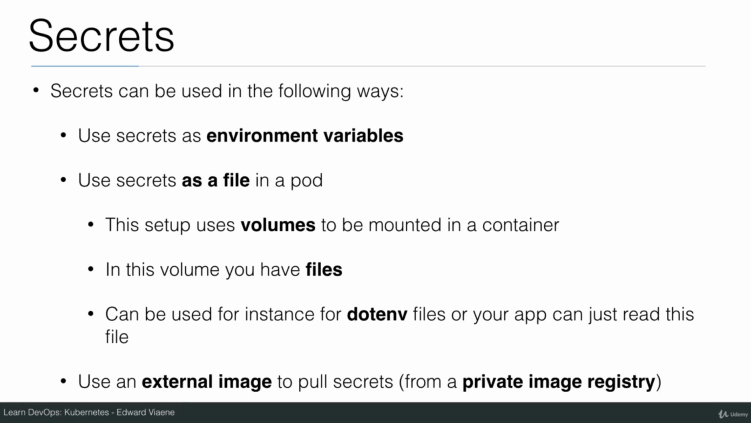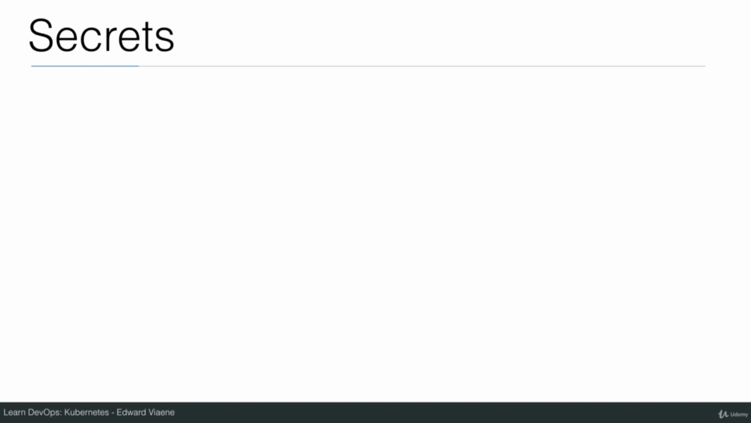You can also use an external image to pull the secrets. Obviously, from a private image registry, you cannot put your secrets in a public image registry. In that case, it would mean that you will have a second Docker image and that image would be pulled and your app would then read the data that contains the secrets from that image.